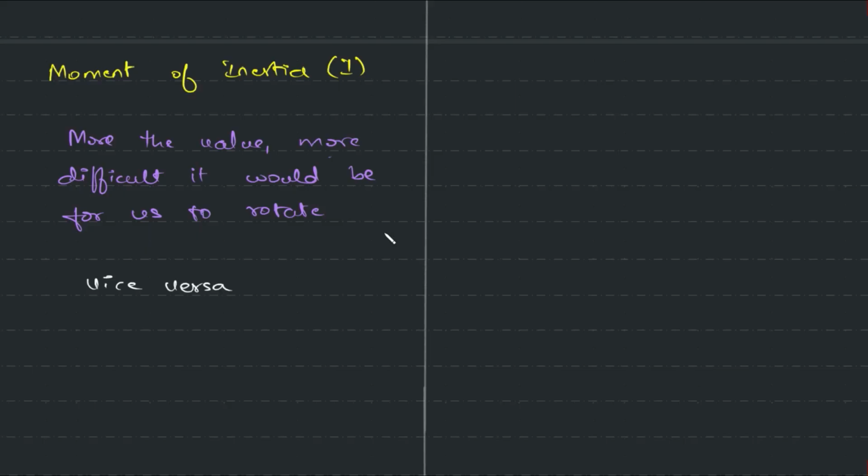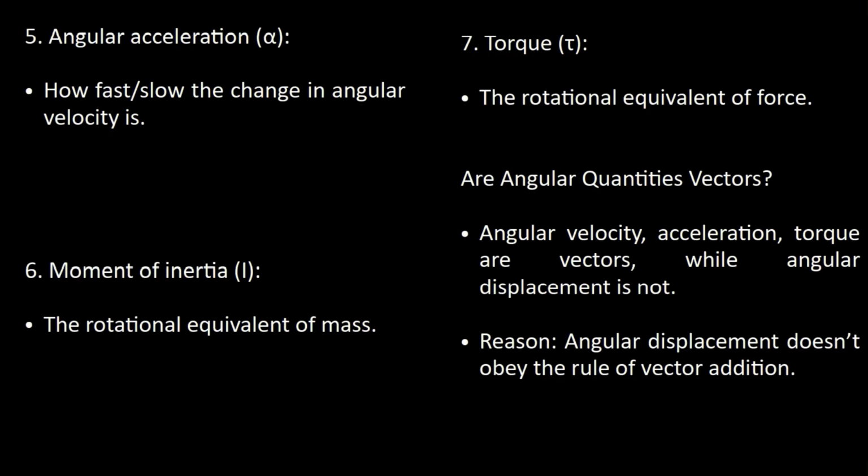Now, next is torque. Torque is the one which causes the rotation. That's all I'll go with. We'll go into the details later, because once you look at the formula, it will make more sense. So I don't want to explain more over here. We have a separate video for that.